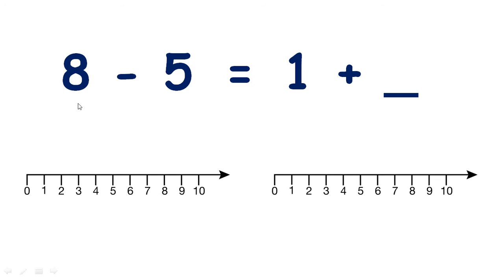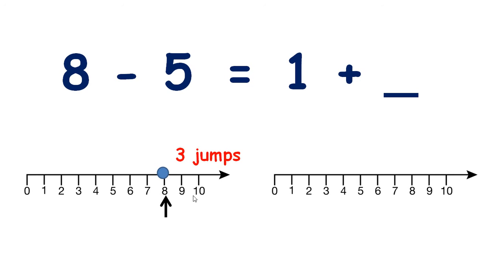Now we have 8 take away 5 equals 1 plus something, and we have to find that missing number there. So let's do 8 subtract 5, and I can do this by counting forwards. So if we're on 5, how many jumps do we need to get to 8? Well, that's 1, 2, 3 jumps, so 8 minus 5 is 3.